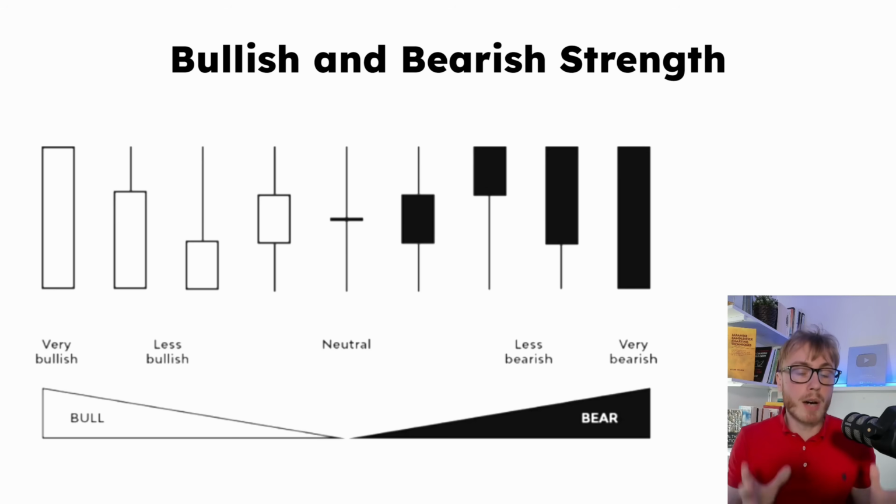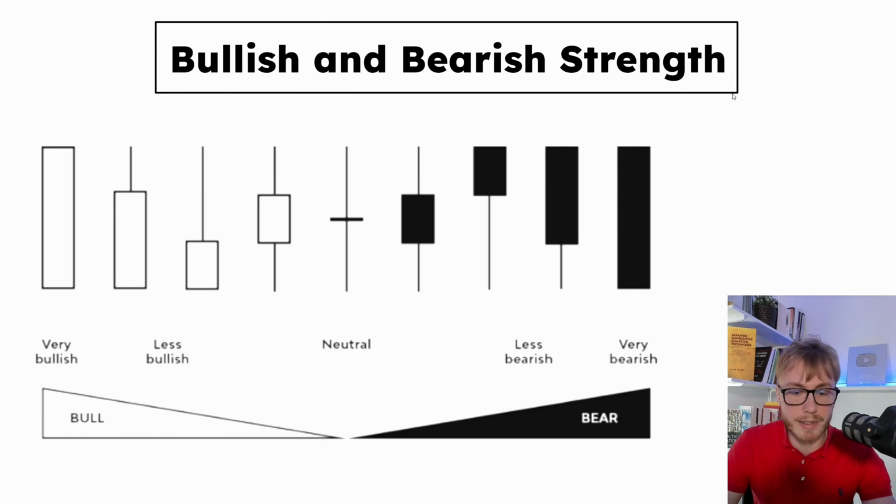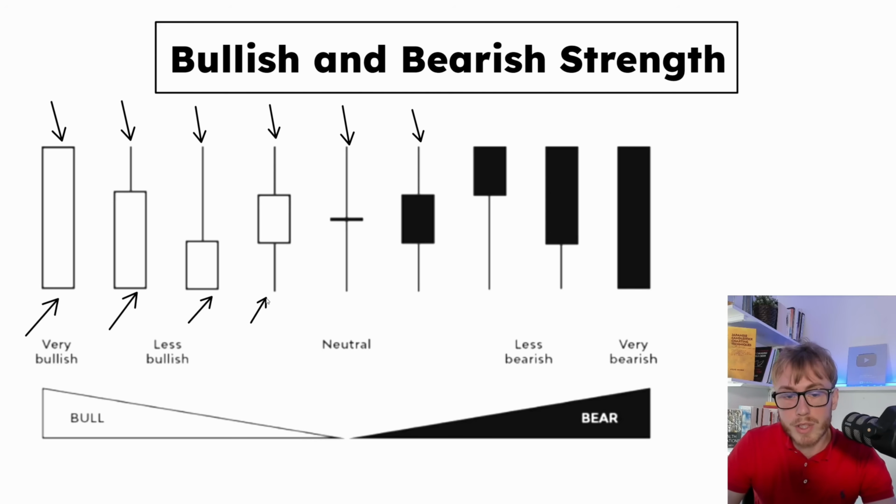Alright then, so now when we have a basic understanding of how to read candlesticks, we are ready to talk about something called bullish and bearish strength. And now I want you all to focus on this image right here. The first thing I want you guys to notice about these candles is that for all of these candles, the highest points are at the exact same level, right? And we can also notice here that for all of these candles, the lowest points, so the low here, are also at the exact same level.